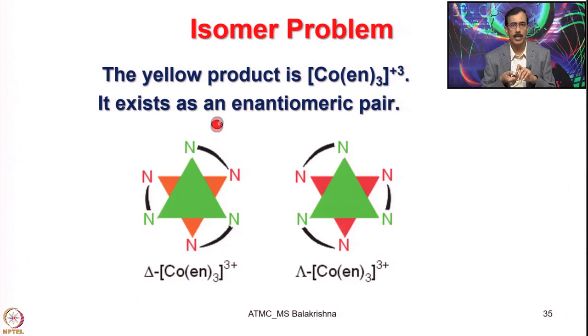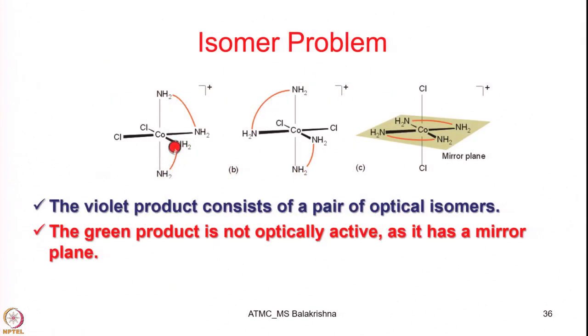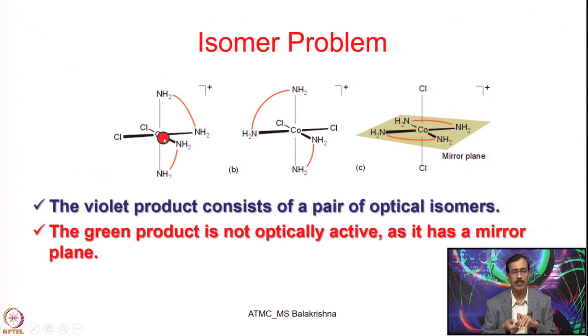The first one, the yellow product, is this one, tris(ethylenediamine). Of course, once you write this one, you will come to know that there is a possibility of writing another non-superimposable mirror image of this one. So, we have this one. So, this one gives two isomers. And then when you go for this one having two ethylenediamine, two chloride, there is a possibility of having two isomers here. So, one trans isomer, one cis isomer, and the cis isomer can also exhibit optical isomerism, having a non-superimposable mirror image, something like this.